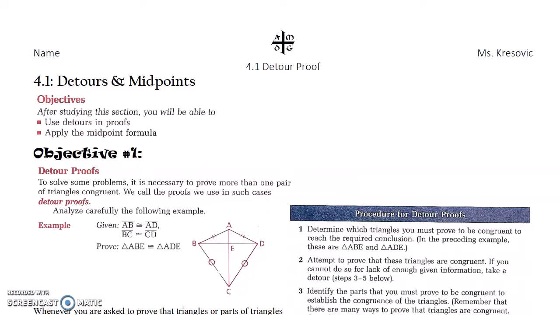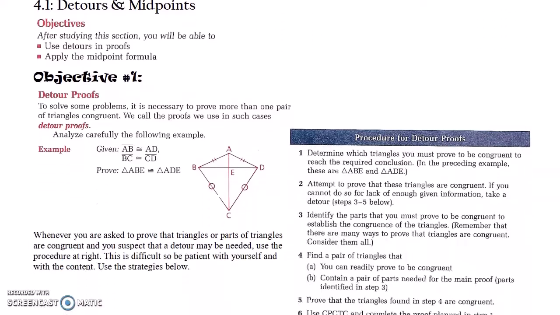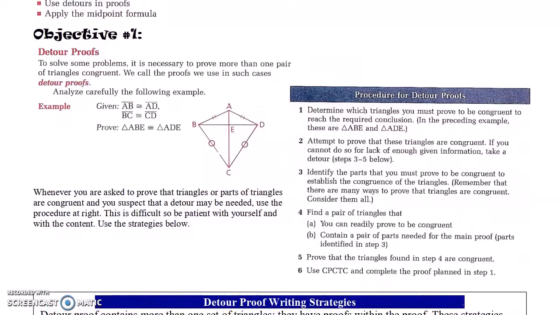In 4.1, we are looking at detours and midpoints. This video will focus specifically on detours, and there's a separate video for midpoints. So detour proofs are a little more challenging, but there's no new axioms, no new definitions or theorems. It's just a new procedure. This procedure is outlined in your textbook, and you can read through it there. What I'll do is talk you through it.